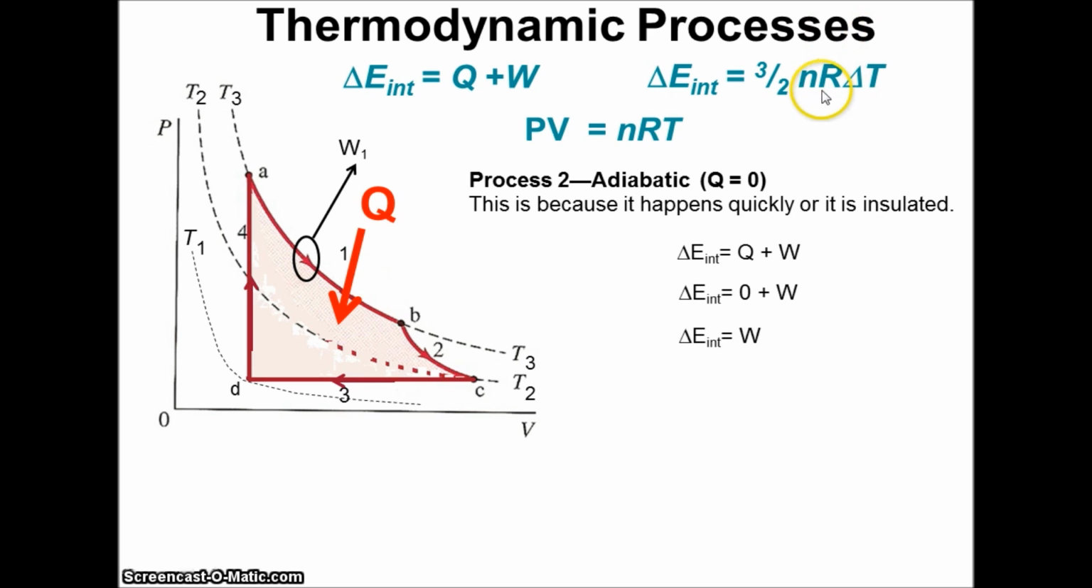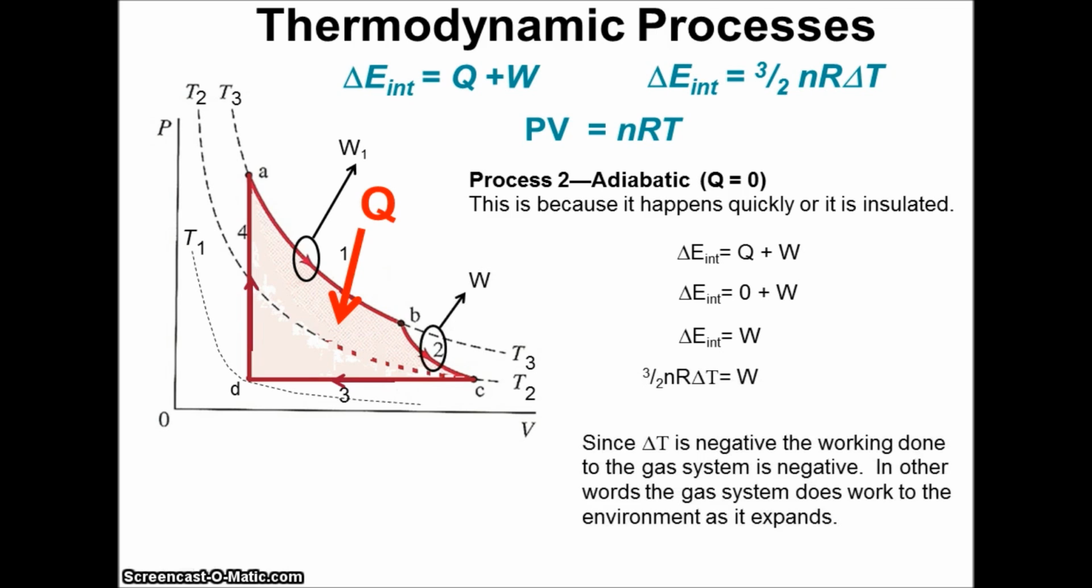Change in internal energy is given to us as 3/2 nR delta T. And so in this case, since delta T is negative, it goes from a high temperature T3 to a lower temperature T2, there's going to be work that's leaving the system. So W is going to end up being negative. That means work's leaving the system. And again, we can see that because notice it goes from this volume to a bigger volume. So again, it's expanding and it's going to be doing work to the environment.